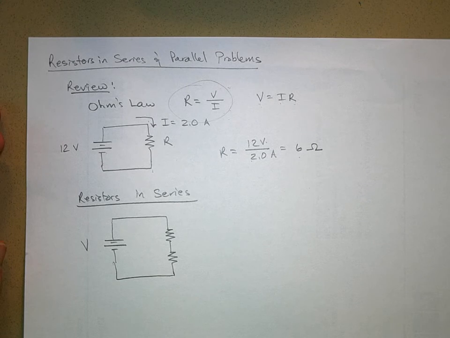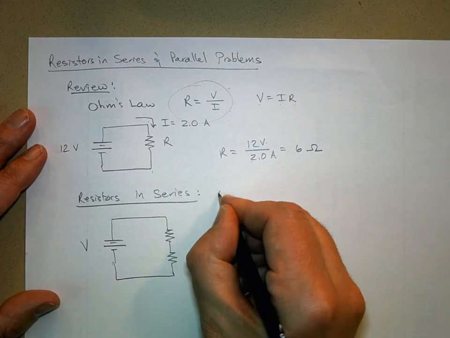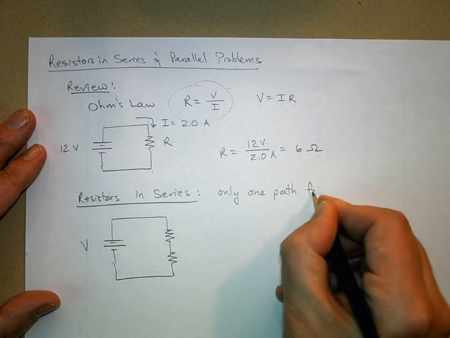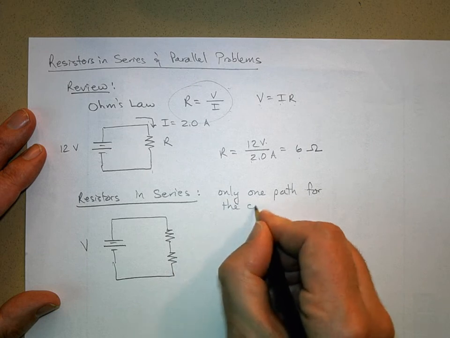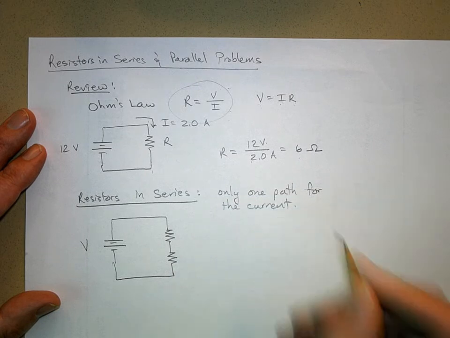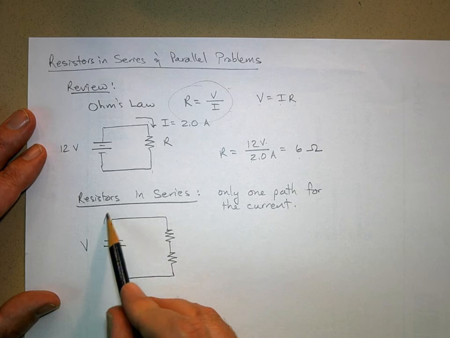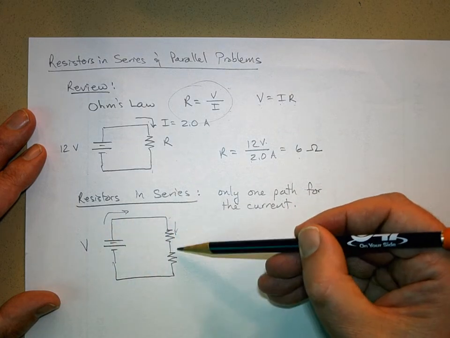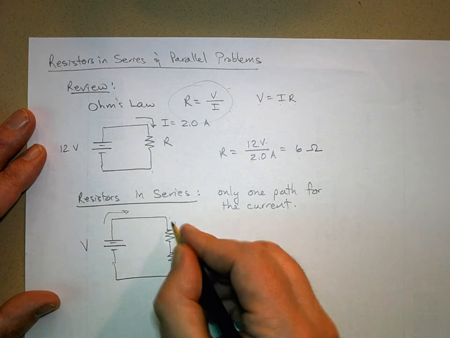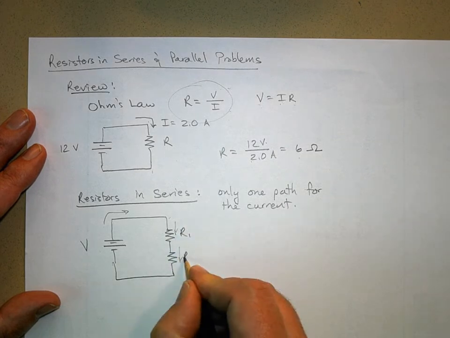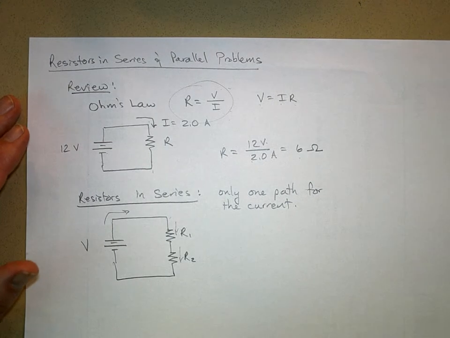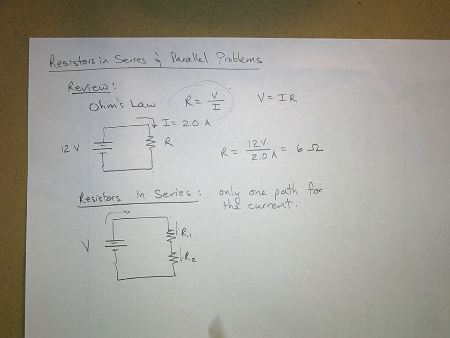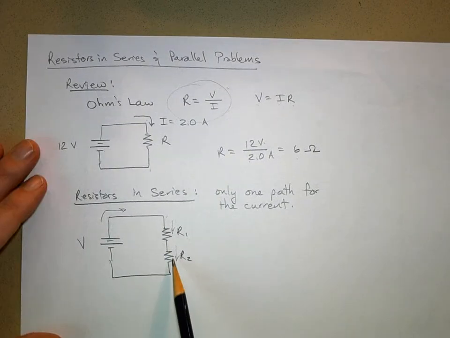If resistors are in series, there's only one path for the current. So if the current is going to flow through this circuit, it's going to get here, and it's going to flow through both of them. So I'm going to call this R1 and this R2. And that's how I distinguish between resistors, is I put a little subscript next to the R. R1 refers to this resistance, R2.